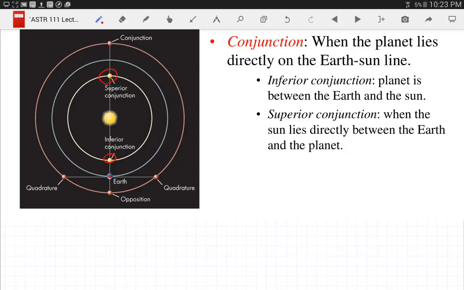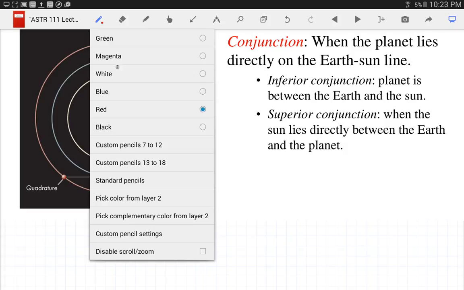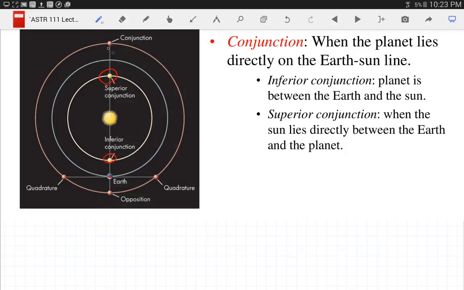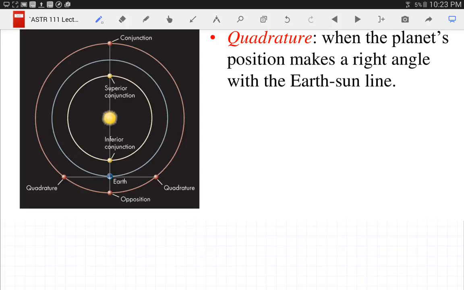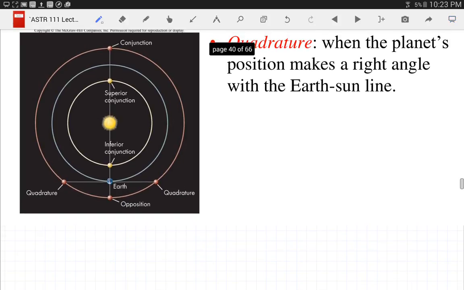So we have conjunction 3 times here. The 2 that I've circled in red are the kind that occur for inferior planets, and for superior planets we just call it a conjunction. So we've talked about oppositions and conjunctions, both having to do with straight lines, but opposition is opposite direction, conjunctions are on the same side. Then we have quadrature. Quadrature is when it's a right angle looking at the sun compared to looking at the planet.